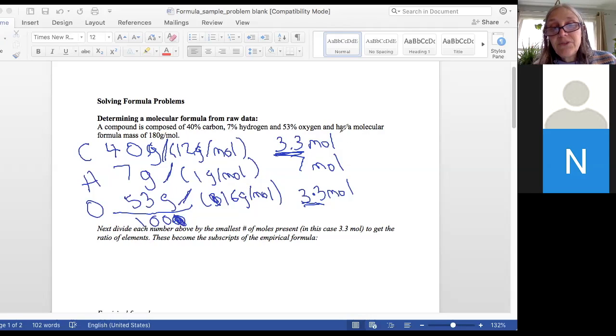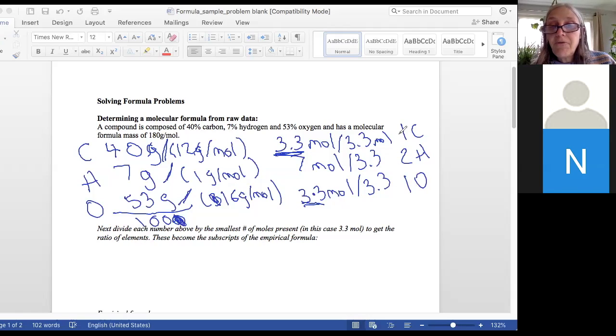So 3.3, if we divide that by 3.3, and then also we're going to divide everything by the same thing, because we have to keep the same ratio, right? If we divide by 3.3 all 3 times, we end up with the same ratio, but then we're going to end up with 1 carbon. And then if we do this, 7 divided by 3.3 is about 2, so 2 hydrogens. And then 3.3 divided by 3.3 is again 1 oxygen. So we've got a ratio of 1 to 2 to 1.